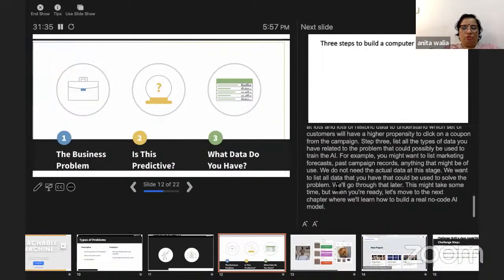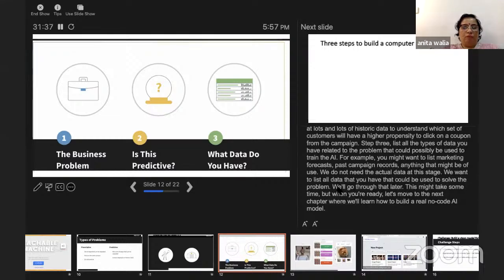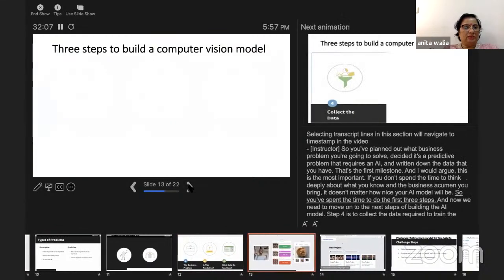So for that, what you can do is go to the marketing department and ask them to give you a marketing forecast of the past campaign record. Because when they did the past campaign, they also had a forecasting, which is predictive in nature. Was that accurate? Was there any deviation in that? So we want to list all the data you have that could help you in solving this particular problem. And this can be done with the help of a no-code AI model. So I will just take you through that. Let us go to the site.